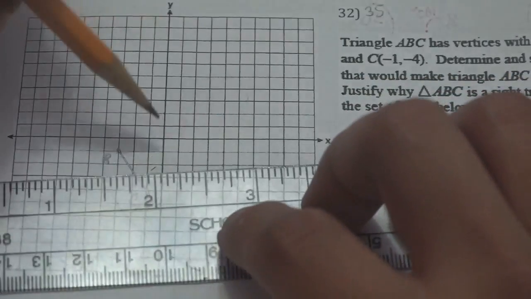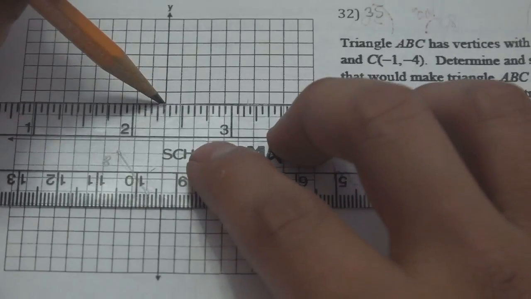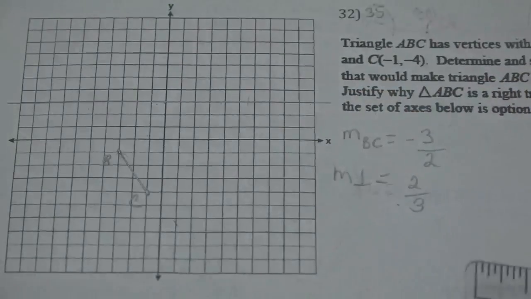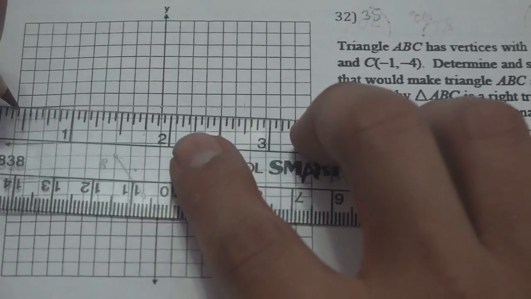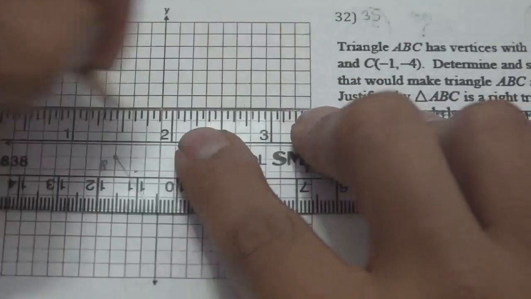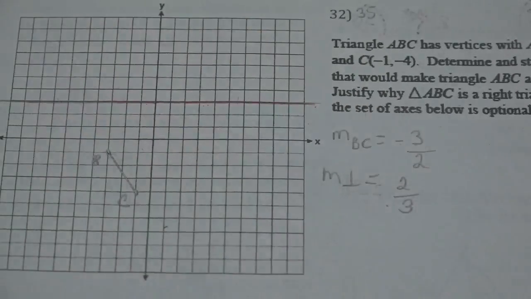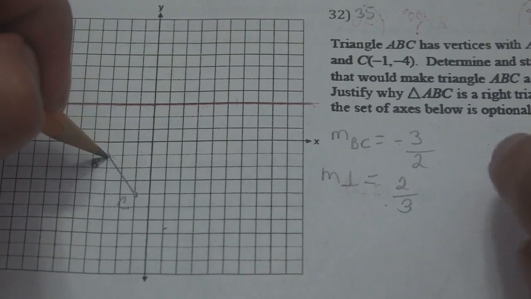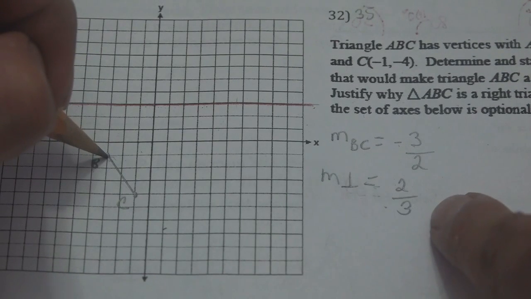So the coordinates of x will be x, 1, 2, 3. Somewhere in here lies that point. Let me make it red. Somewhere in here lies a point that makes this a right angle. So I'm going to start here. I'm going to start from B. So I know what I've got to do. This is the slope that I've got to follow. 2 over 3. That's the perpendicular slope.